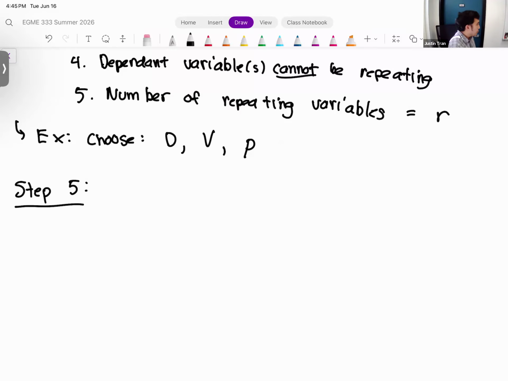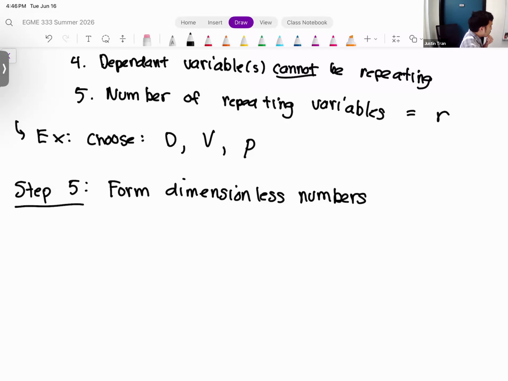Step 5 is the part where we actually make dimensionless quantities. Step 5 is to form your dimensionless groups, dimensionless numbers. The way it works is that you're going to take whichever variables are not repeating. Whichever variables you did not choose in step 4 are going to have their own unique dimensionless number. And you're going to multiply that by your repeating variables with an unknown coefficient.